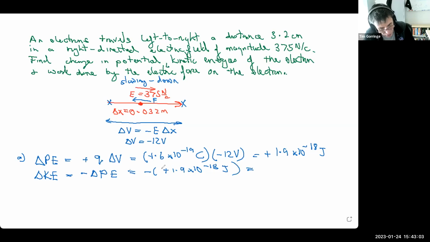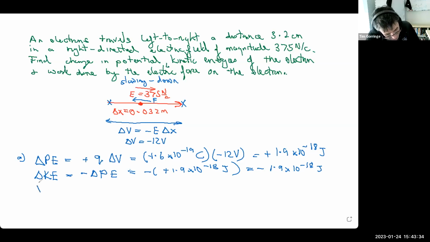And I've got one minus. I'm going to get minus 1.9 times 10 to the minus 18 joules for my change in kinetic energy. And so if I was to add up the total kinetic energy and potential energy at the beginning of the electron's path, and at the end of the electron's path, the sum of them is the same. I've just got more electrical potential energy, less moving kinetic energy.